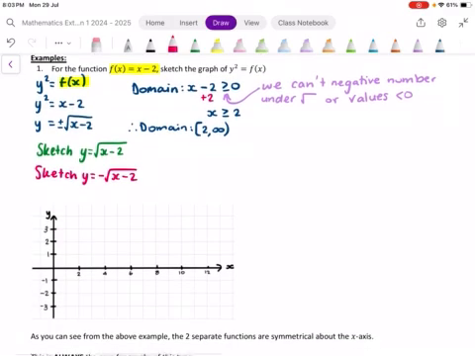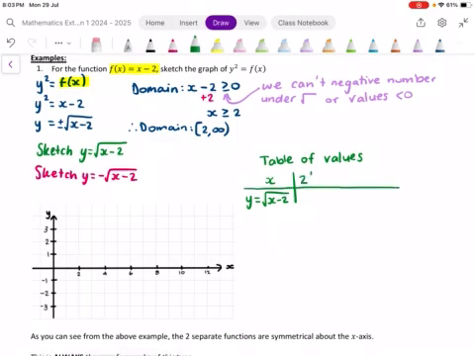So we can use a table of values to sketch our first graph. We're going to use a table of values to get x, and y is equal to the square root of x minus 2. Now our domain is from 2 onwards, so our first x value is going to be 2, then 3, 4, and then I'm going to do 6 and 11.